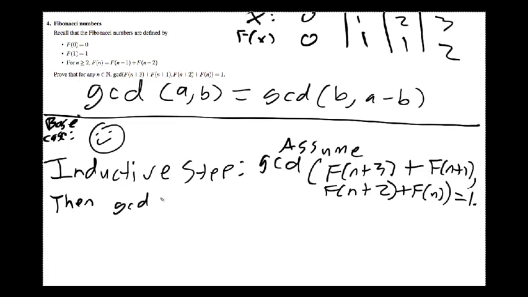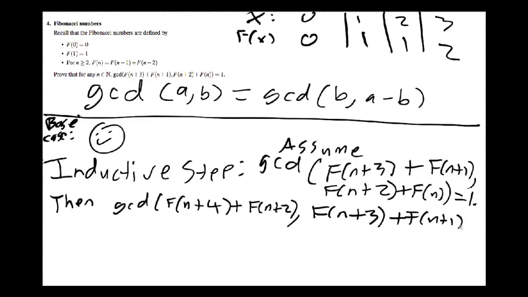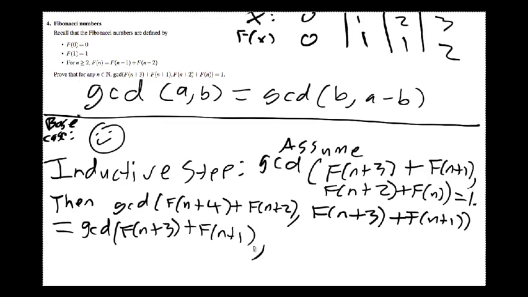Well, the GCD we want to calculate, f of n plus 4 plus f of n plus 2, with all the parentheses in the right place, comma, f of n plus 3 plus f of n plus 1. Oh, my f's look like pluses. Fixing my handwriting is probably a lost cause. By the fact at the top of the page here, calling this first argument A and this second argument B, this is exactly the same as the GCD of that second argument, f of n plus 3 plus f of n plus 1.